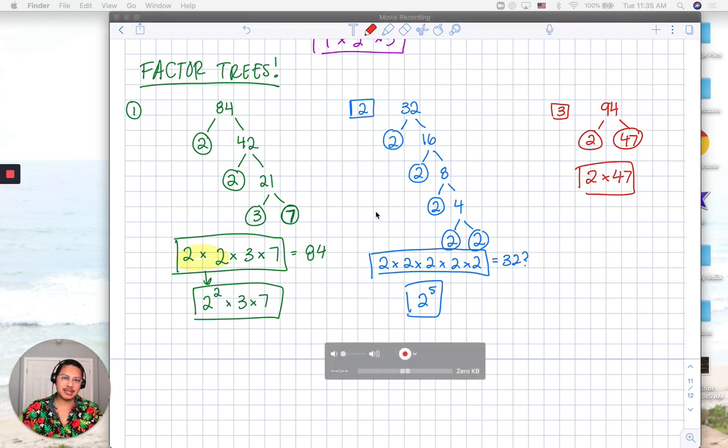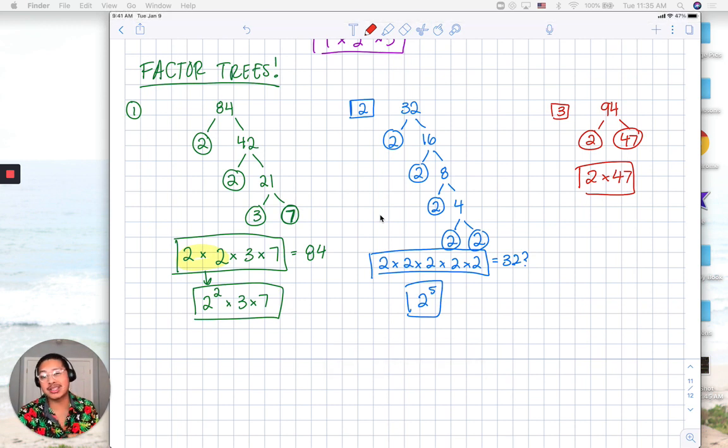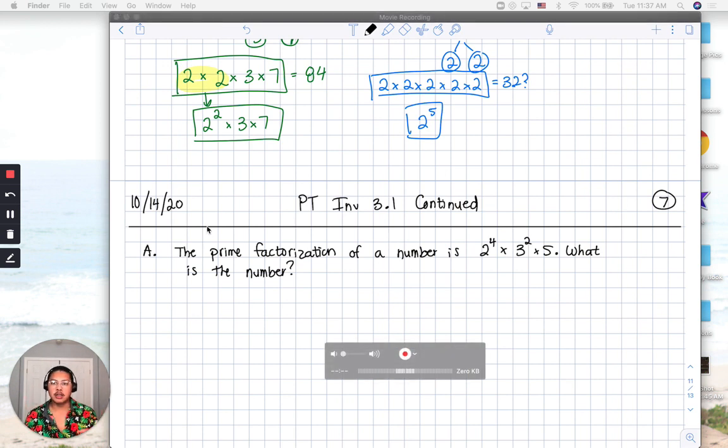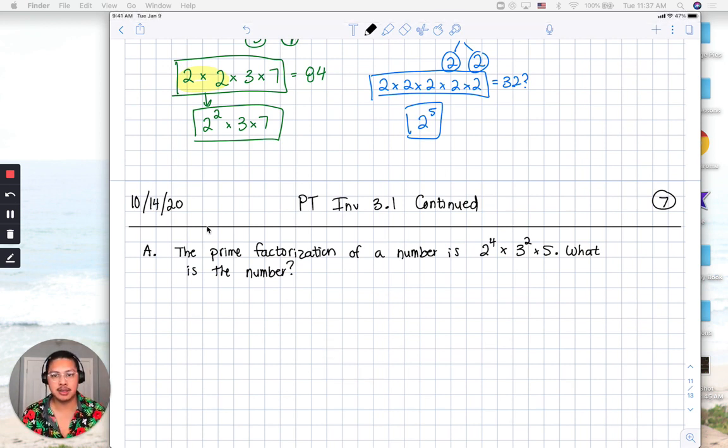All right, I want to take a look at questions that are actually kind of like the reverse of this. All right, go ahead, pause the video, write down this question. The prime factorization of a number is 2 to the 4th times 3 to the 2nd power times 5. What is the number? So remember, prime factorization just means we've broken down a number into its prime factors. And what do we do with factors? We multiply them together. Okay?